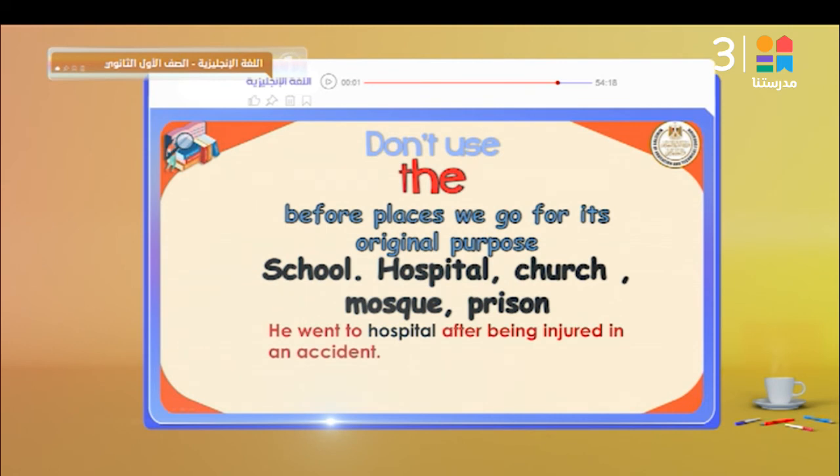So we say he went to hospital after being injured in an accident. Here he is a patient. He went to hospital because he is a patient. He wants medical care. He went to the hospital to visit his uncle. Here he is not a patient. He is going just for a visit. So we say the hospital.